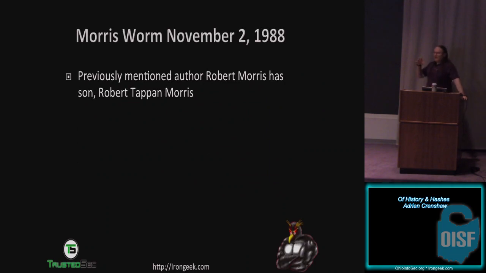All right. As password cracking moved along, I said it mostly took off in the 90s, but there are precursors to that. For instance, the Morris worm. Remember Robert Morris, the guy whose article I keep talking about? He had a son, Robert Tappan Morris, who was a chip off the old cipher box.